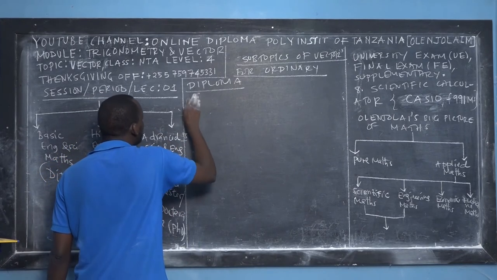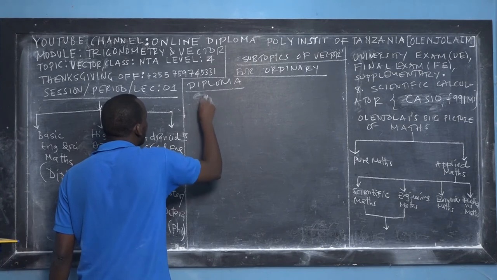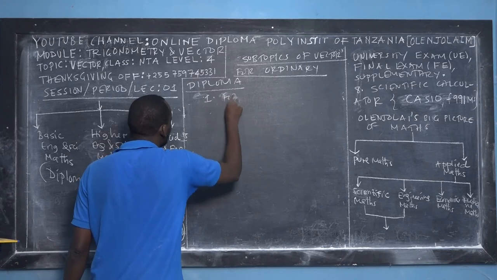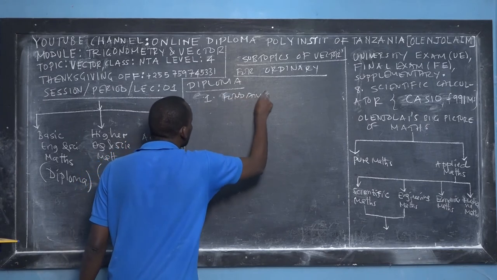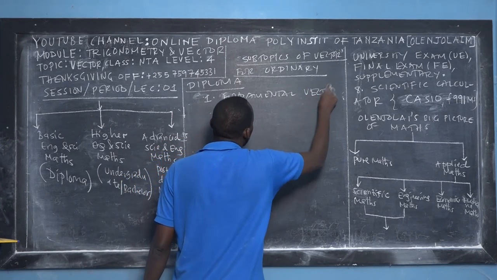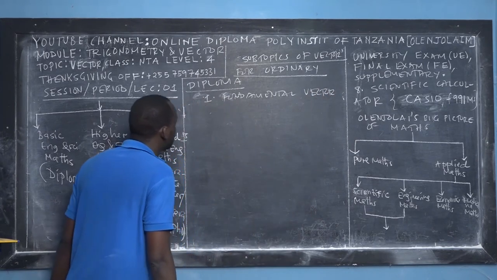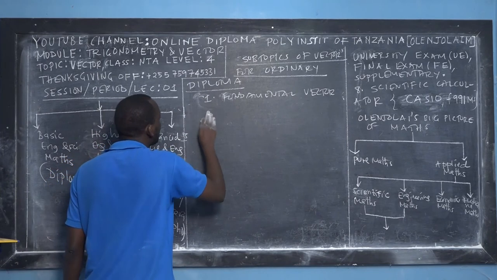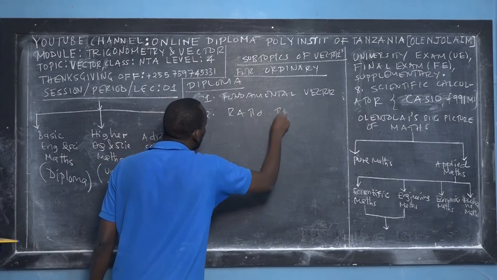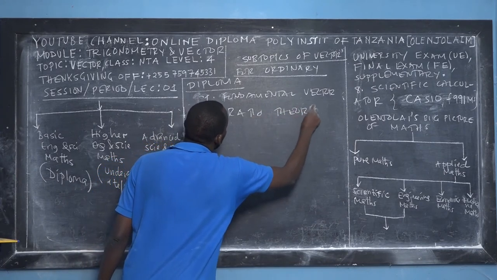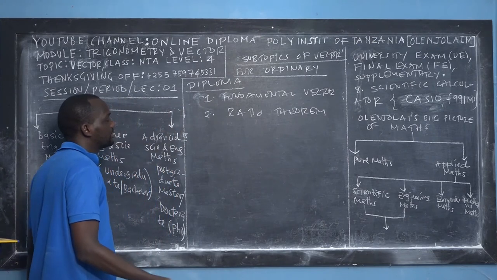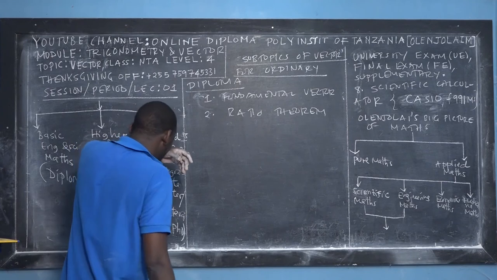Let me mention the subtopics. The first subtopic is fundamental vectors, meaning the fundamental concepts of vectors. After covering the fundamentals, we have another subtopic called the ratio theorem. It is very important in advanced vectors, which can even cover internal and external division of a vector, but that is not the content of this level.